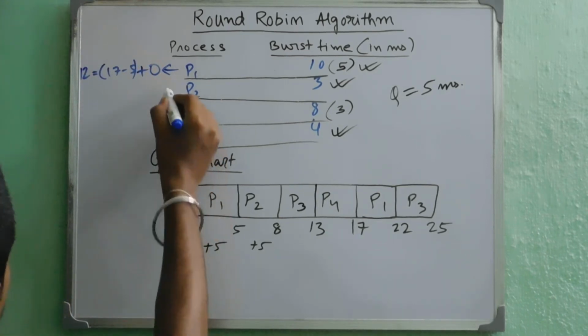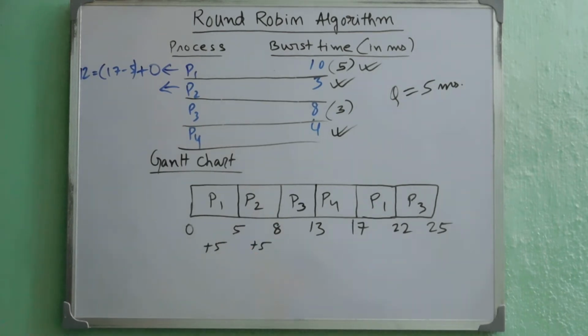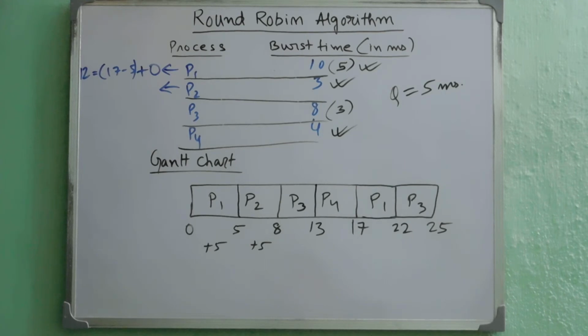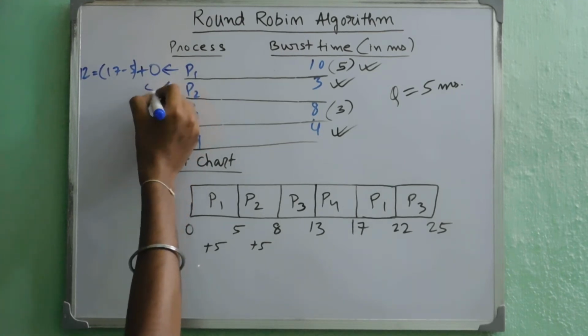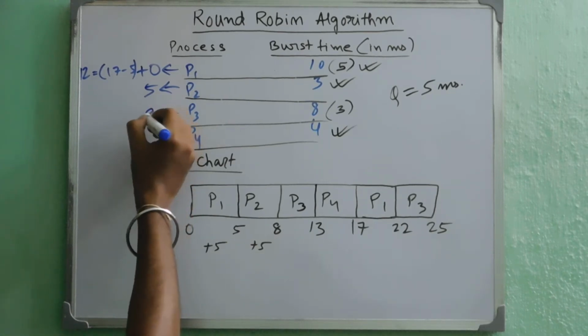Then we are going to P2. P2 is getting the CPU at 5, and only then it is completing its execution. So P2 is not dragged further. So P2's waiting time is 5. Then we have P3. P3 is getting the CPU at 8. So its first waiting time is 8.